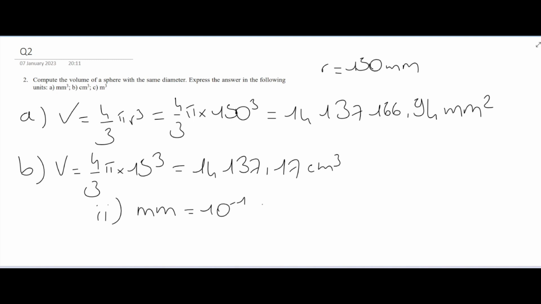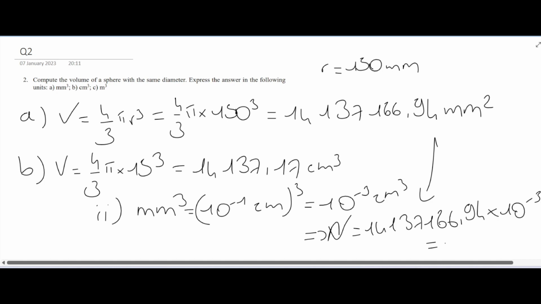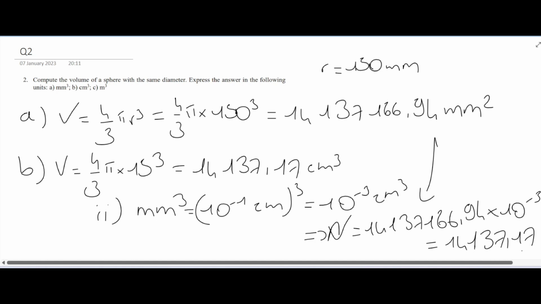And if we do it like the previous step, we know that a millimeter is 10 to the power minus 1 centimeter. Now if we cube this, then it's 10 to the power minus 3 centimeter cubed. And so then the volume is equal to 14,137,166.94 times 10 to the power minus 3, which equals the same answer as before, 14,137.17 centimeters cubed. There we go.